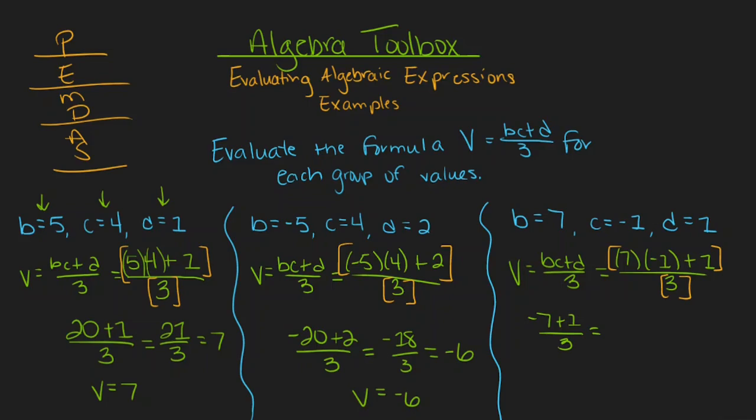Then we can do this addition in the numerator. So negative 7 plus 1 is negative 6 over 3. And now I'm ready to actually do this division. So negative 6 divided by 3 equals negative 2. So in this situation, v equals negative 2. What we can see with problems like this, where we're using the same formula but changing the definitions of our variables, is that order of operations is going to stay the same with each version of the formula that we complete. The only thing that changes is the values that we get at the end, and that changes because of the differing values of those variables.